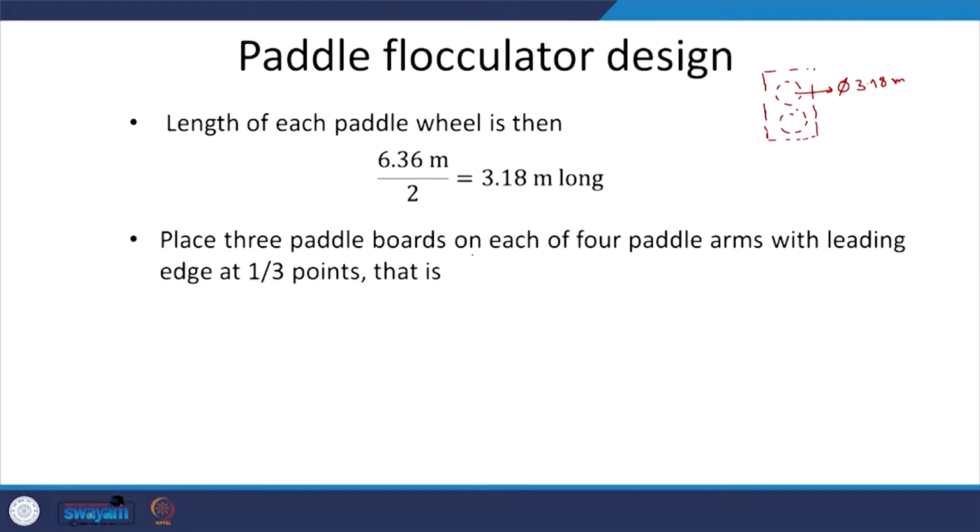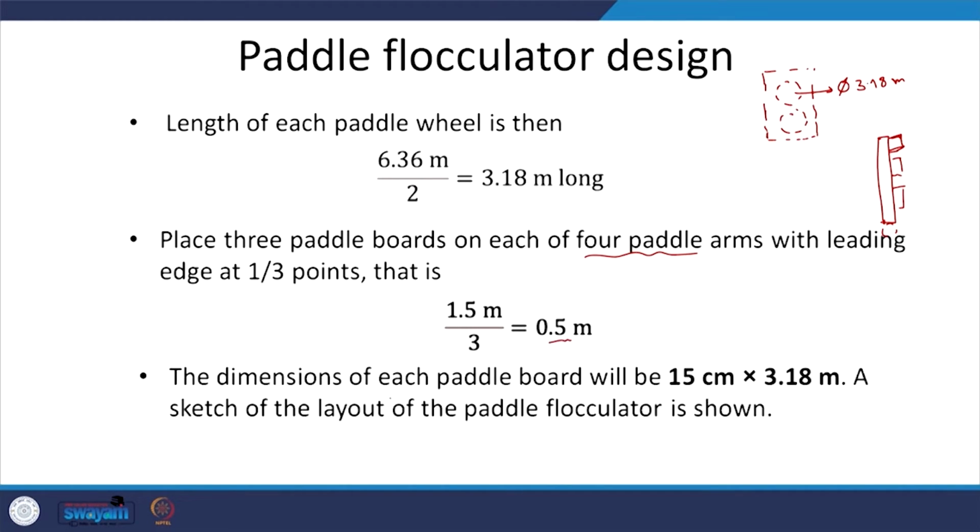So, place 3 paddle boards on each of 4 paddle arms. So, here we are going to have 4 paddle arms, that is something to keep in mind, with leading edge at 1/3 points, right. So, as in if this is the paddle arm, leading edge is at, let us say, 1/3, let us see, here I did not draw it well. So, 1/3 the distance, I think we will have the figure. So, that is 1.5 by 3, okay, fine. So, that is 1.5 by 3, so each one at 0.5.